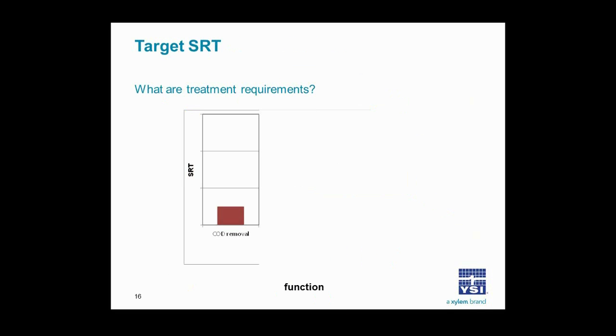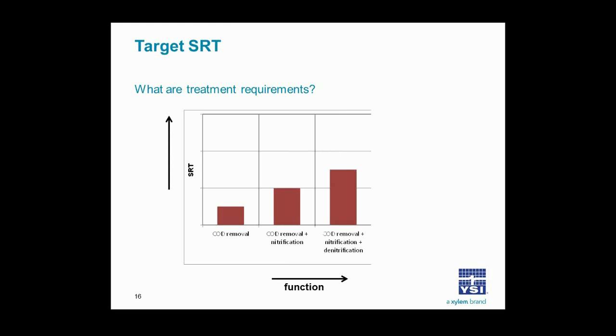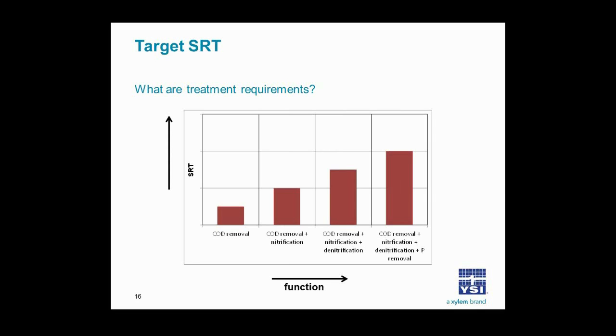So what should be the target SRT? Well, it depends on your treatment requirements, and I'm going to give you some general guidelines here. As the number of functions increase, the target SRT has to increase. So for instance, with BOD removal only required, you would have a lower SRT requirement than you would for COD removal and nitrification, and that would be lower still than what would be needed for BOD removal, nitrification, and denitrification, and up to a maximum of COD removal plus nitrification, denitrification, and biological phosphorus removal.